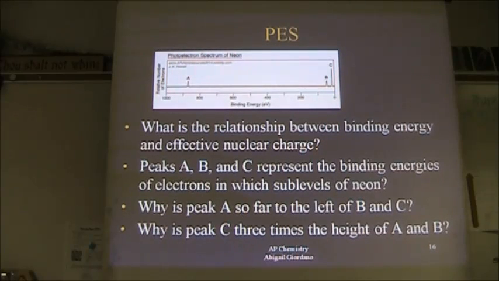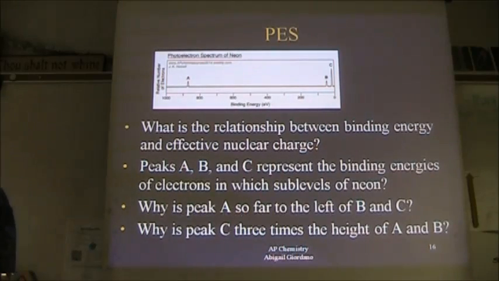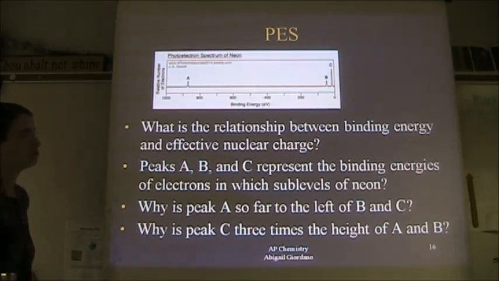Why is peak C 3 times the height of A and B? What does C represent? 2p. How many electrons in 2p for neon? 6. How many electrons are represented by peaks A and B? 2 each. Okay, great.